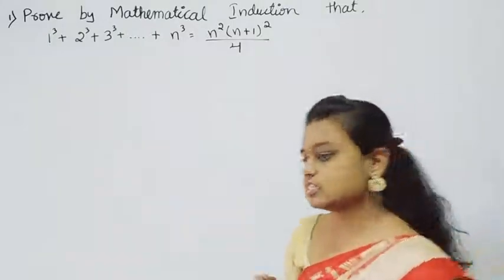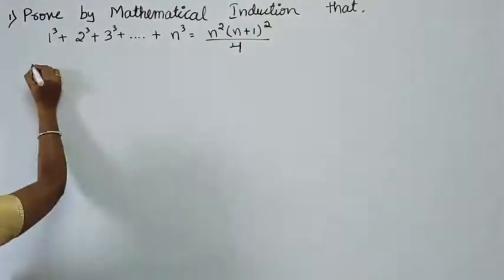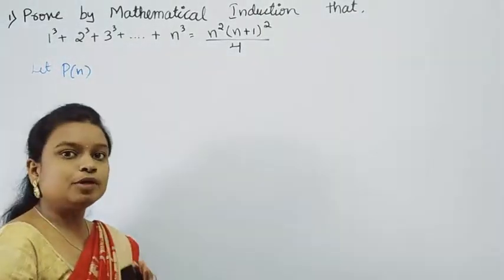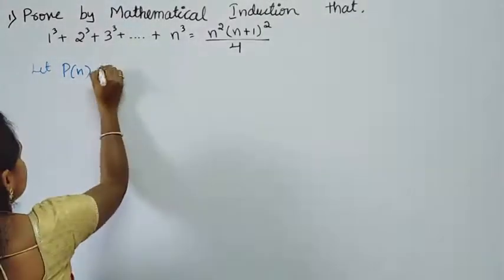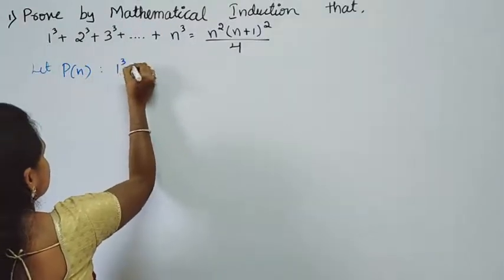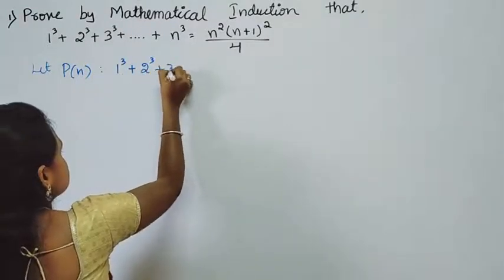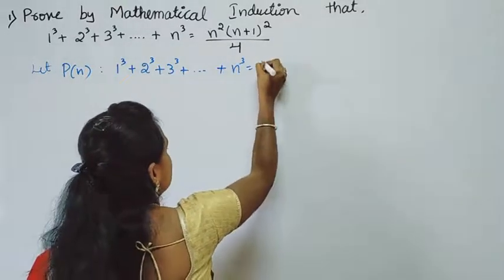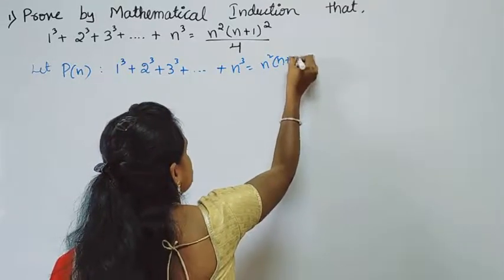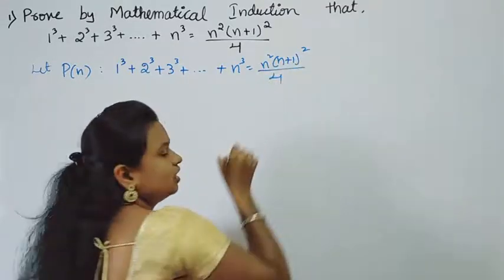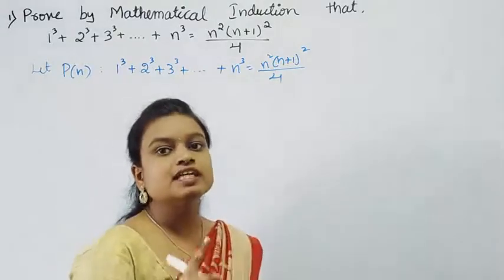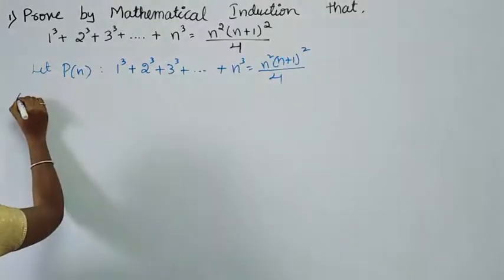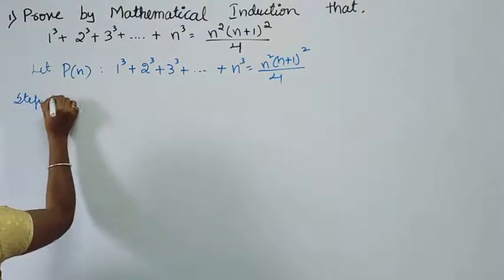So what is the first step? First, we have to take the given statement as P of n. Let P of n be: 1 cube plus 2 cube plus 3 cube plus etc. plus n cube is equal to n square into (n plus 1) the whole square, whole divided by 4. So first we take the given statement as P of n.